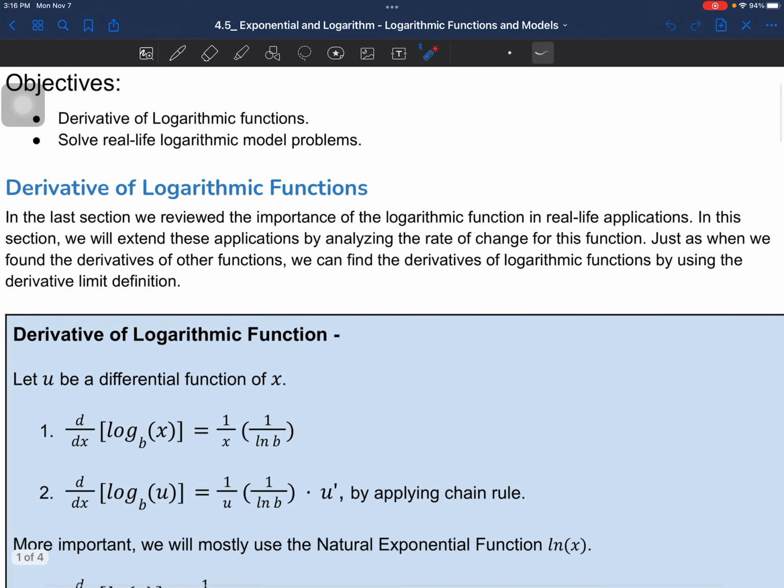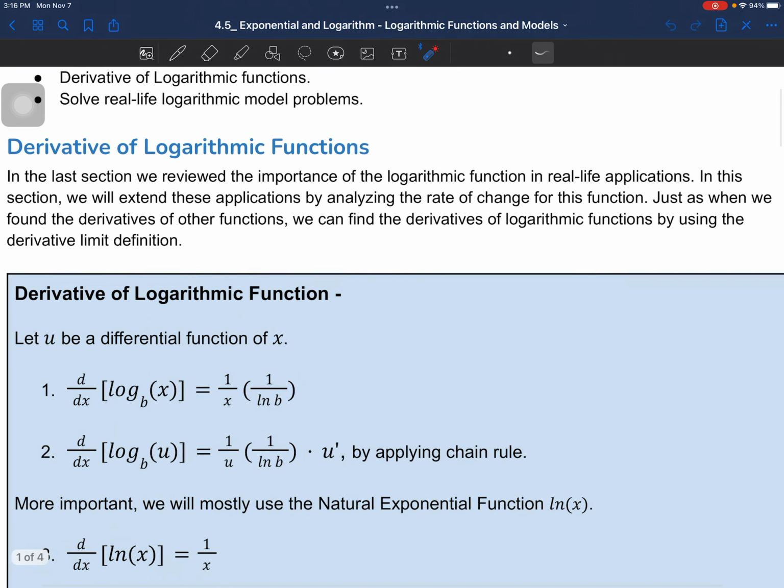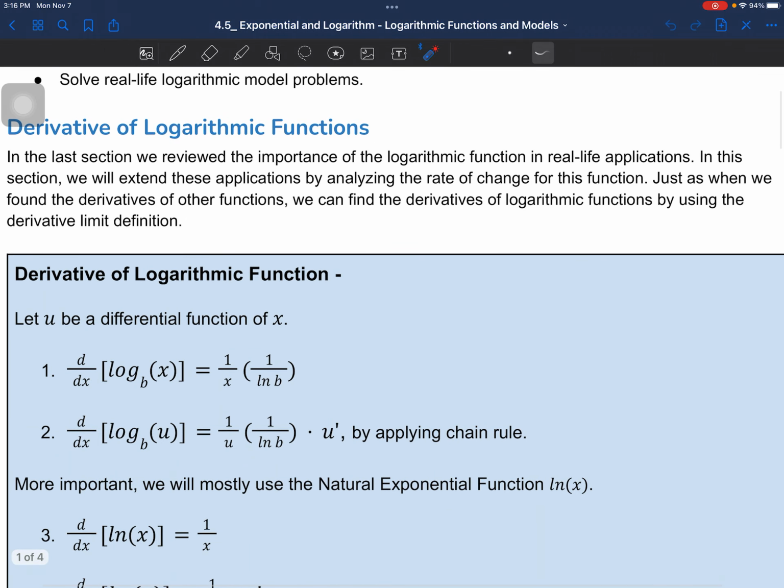In this section, we're gonna introduce the derivative of the logarithmic function, and we're gonna use this to solve real life logarithmic problems. So in the last section, we reviewed the importance of the logarithmic functions in real life applications. In this section, we'll extend these applications by analyzing the rate of change for this function.